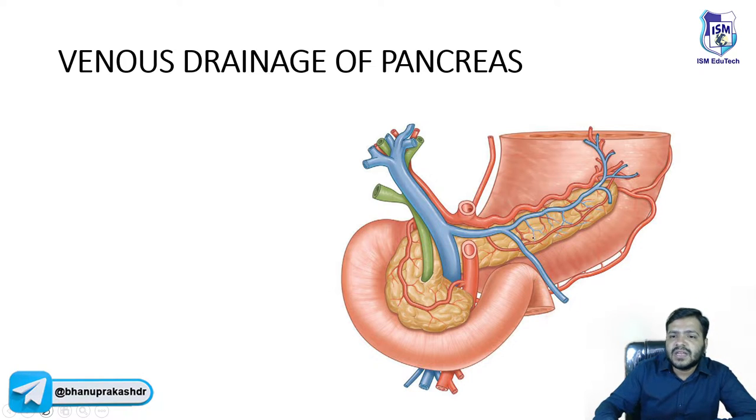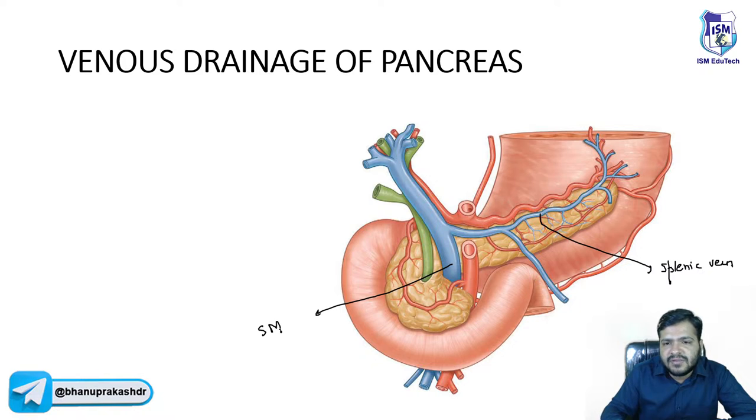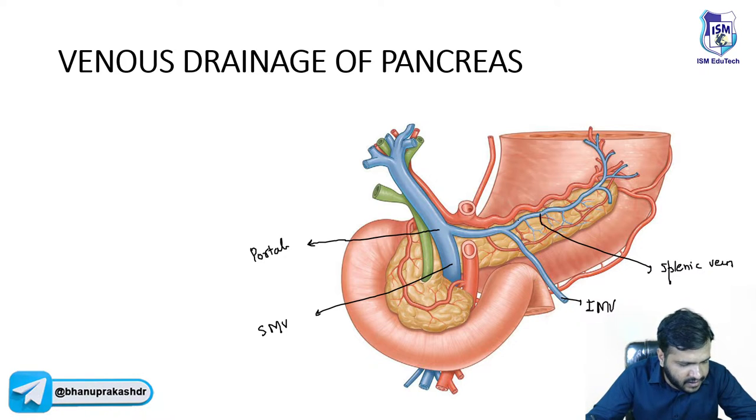So you already know that this is the splenic vein. This is the superior mesenteric vein. They both combine to form the portal vein behind the neck of the pancreas. We are just seeing the posterior view. And this is the inferior mesenteric vein, which is draining into the splenic vein. You can see the portal vein divides into the right branch and the left branch.